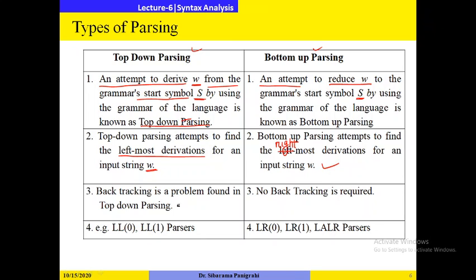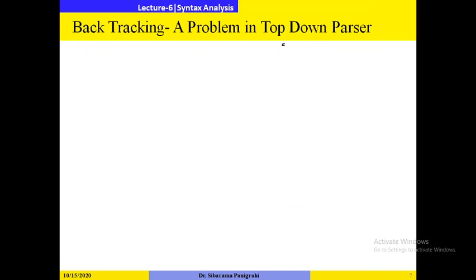So here in top down parsing, a problem that is encountered is called backtracking, which is not there in case of bottom up parsing. So top down parsers, LL0, LL1, LLK parsers, are called top down parsers, whereas LR0, which is also called SLR, LR1, which is also called CLR, and LALR parsers are bottom up parsers. Okay, so we will go through all the LL0, LL1, LR0, LR1, LALR parsers in this course. Okay, so let us first go to what is backtracking. So backtracking, a problem in top down parsing.